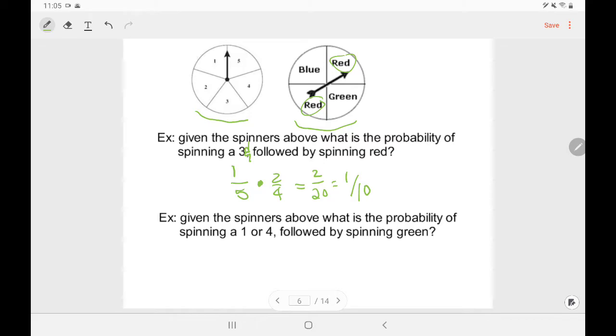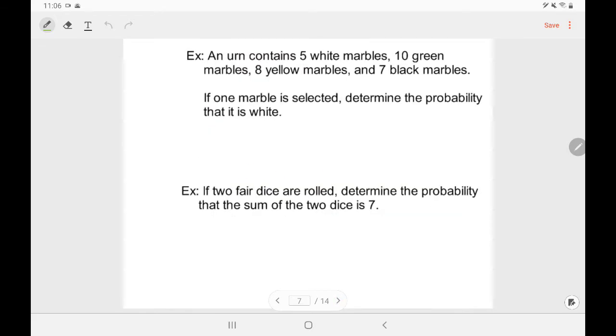Now, my second example, given the spinners above, what is the probability of spinning a 1 or a 4 followed by spinning a red? Well, if I want a 1 or a 4, I'm okay with either. That's 2 out of 5. And what's the probability of getting a green? Just 1/4. And if I multiply them together, 2 times 1 is 2, and 5 times 4 is 20, and hey, I can again get 1/10. So same probability for different things.